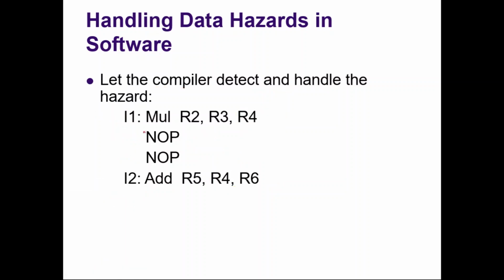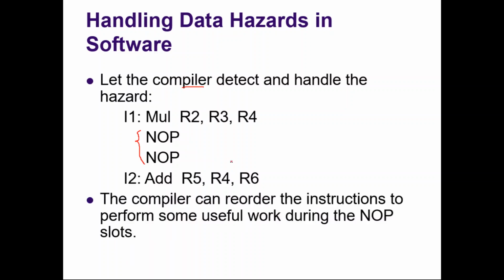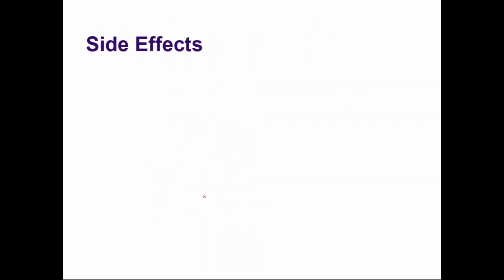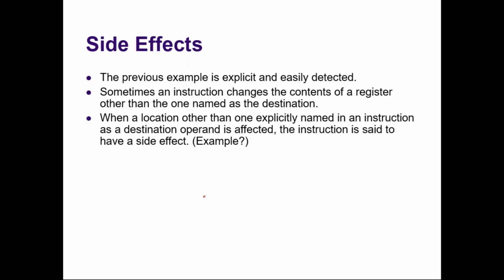So if this data hazard is identified by the software, that is by the compiler, that is called handling data hazards from the software end, right? And there can be some side effects with data hazards. What are the side effects in the sense? In the previous example, the example we have discussed is a straightforward example. Like the first instruction's destination operand is the second instruction's source operand, but always that may not be the case.